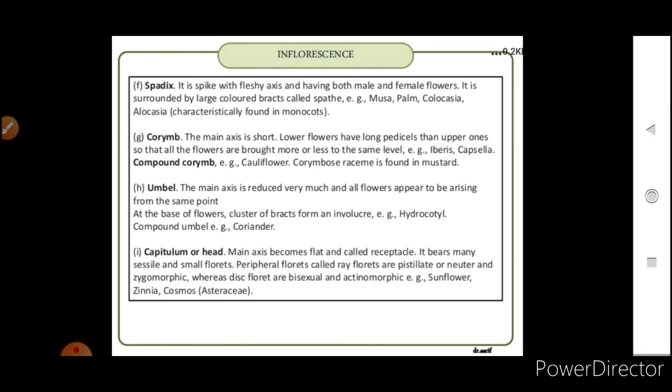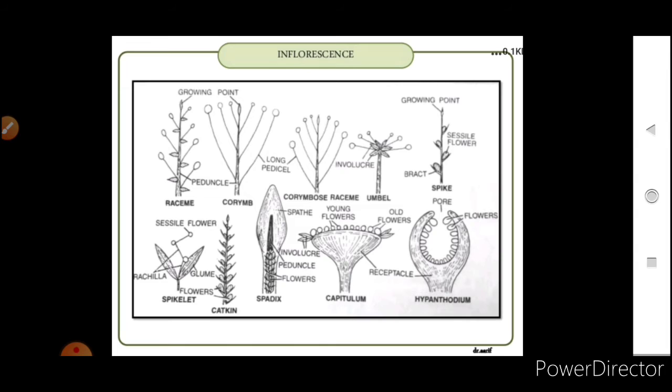See, here you have to remember the shape and the specific characteristics of each inflorescence if you want to do that. Okay, see here: raceme, corymb, raceme, umbel, spike, okay, capitulum, spadix, catkin and spikelet.